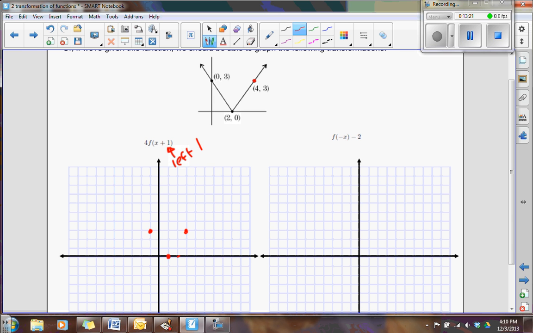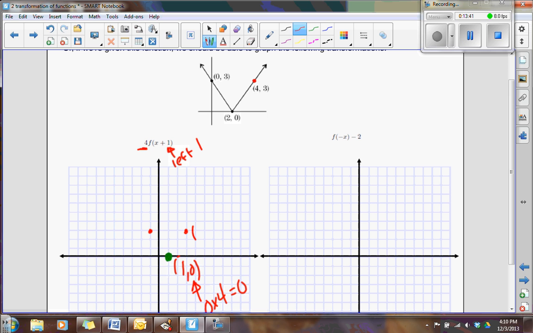Okay, now we want to multiply every single y value by 4. So we've got the point, and that's what a is telling us to do. So we've got the point 1, 0. We're going to multiply y, which is 0, by 4. So 0 times 4, we've still got 0. So that point can stay right where it is. That's the final point.